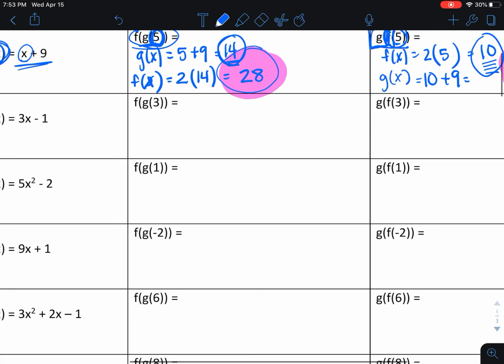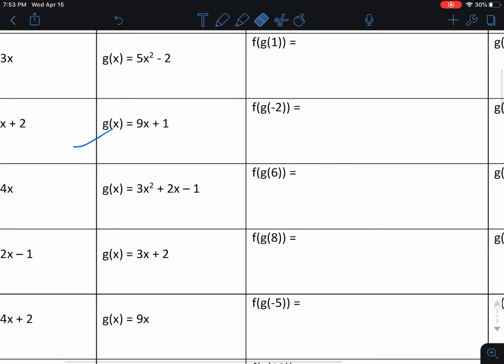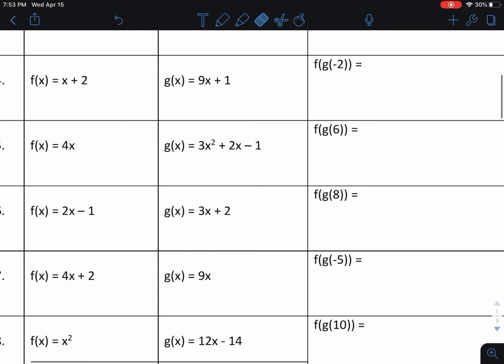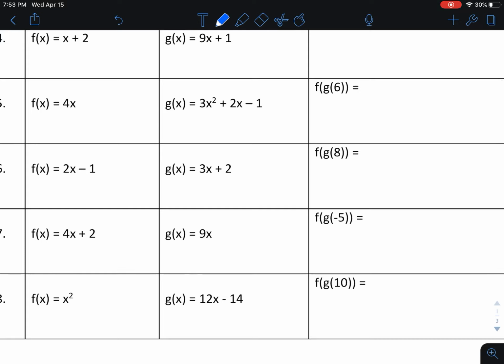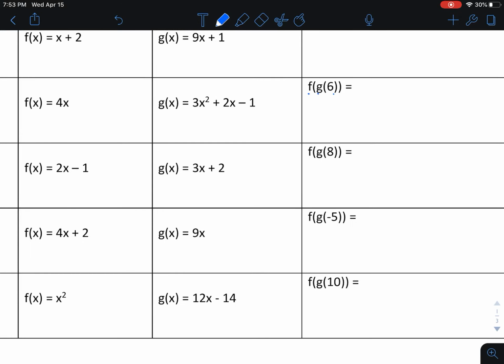All right, let's jump down to number 5. So now we have f of g of 6. I'm going to start with the innermost function, so I plug a 6 into the g function.